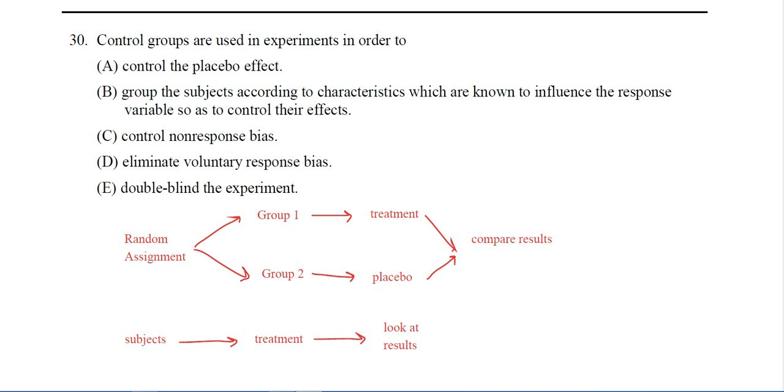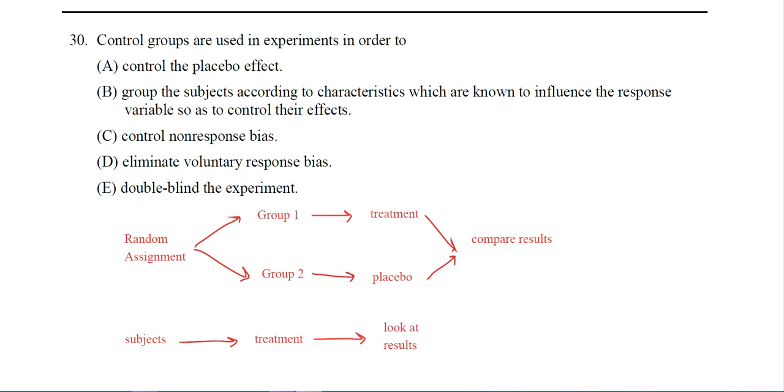So when we have what's called a one-group design here, the results are not really reliable because we don't know what really caused the results, right? It could be a number of factors, including the placebo effect. So when we have a control group, we're able to measure the placebo effect. The results from group 2 will show us how strong the placebo effect is, and then the results of group 1 will show us how strong the effect of the treatment is.